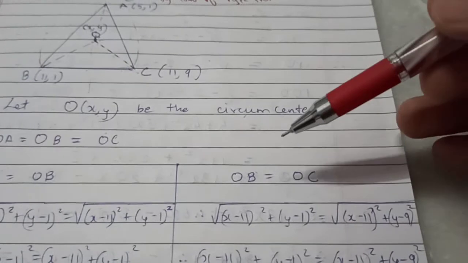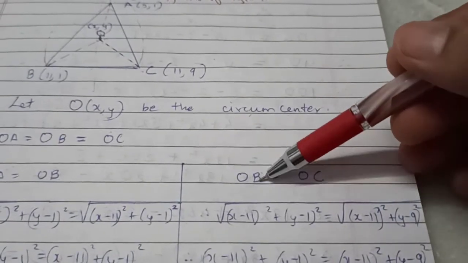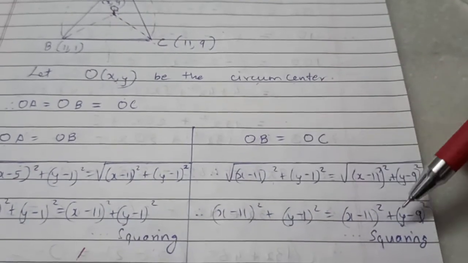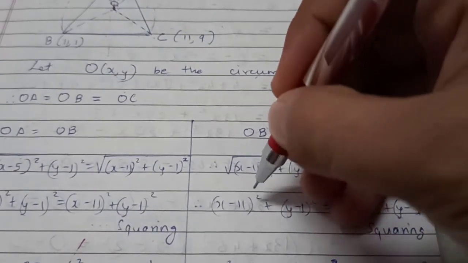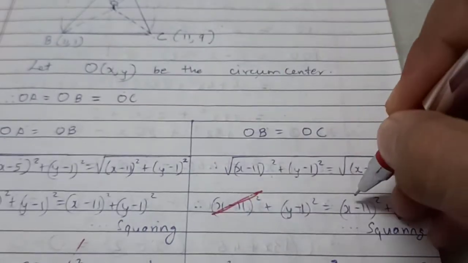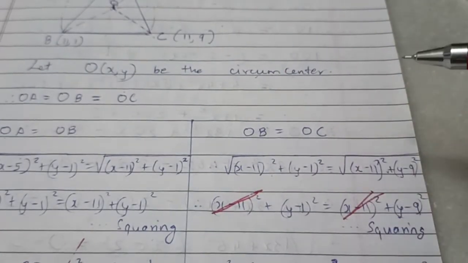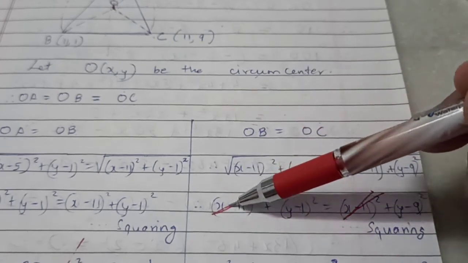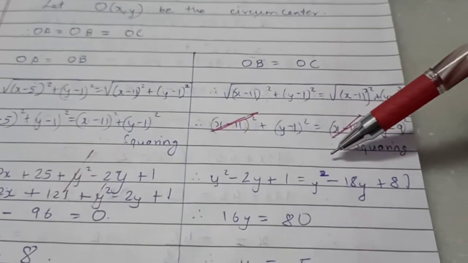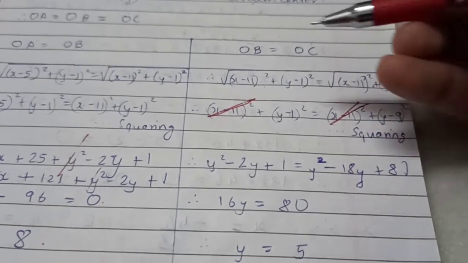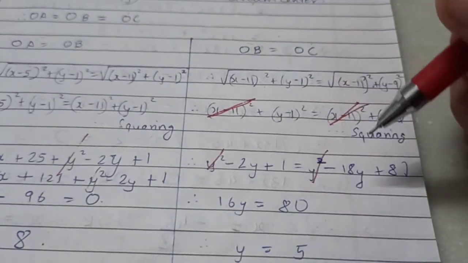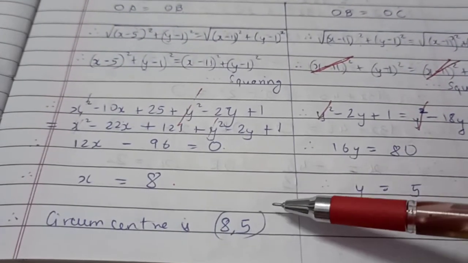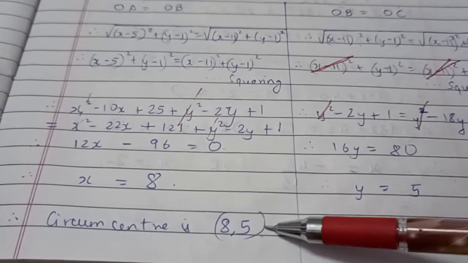Similarly, we'll do the same thing for OB is equal to OC, distance formula, and the square root sign goes away by squaring. And the best part is here the entire term gets cancelled because it's the same term. That is why I took OB is equal to OC and not OA is equal to OC, because I wished to get rid of this, making the further calculations far simpler. Even here y squared gets cancelled and y is equal to 5. So we got the value of x and y. That is the point called the circumcenter.